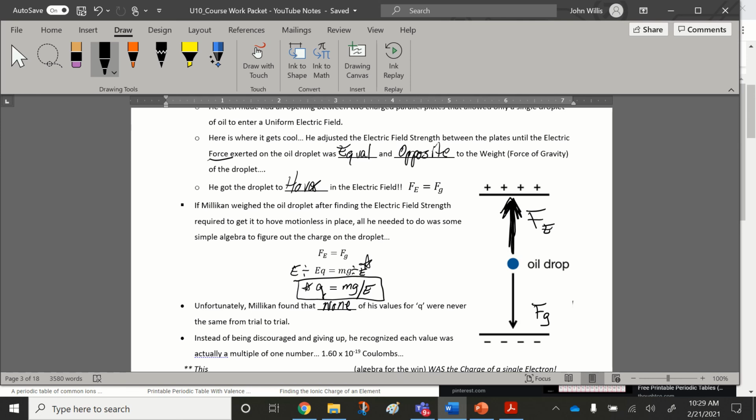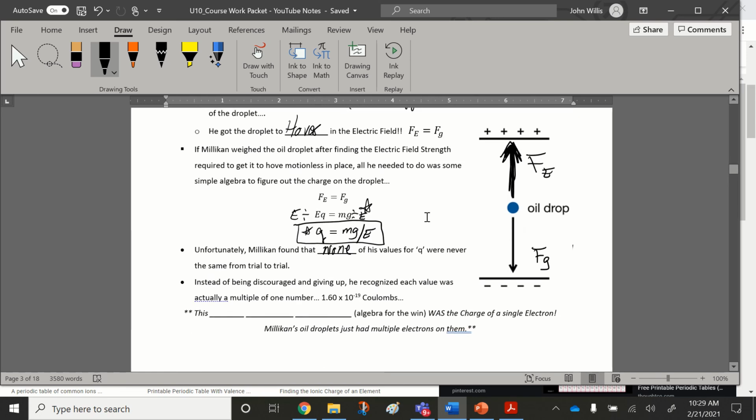Anyways, my point is, none of his trials lined up, but what he did eventually realize, he didn't have computers at this point, was that every single one of those numbers was a multiple of this. He literally went back to old school algebra, and he found the least common multiple of all of the values that he had gathered, right? Basic algebra for the win. He found the least common multiple, and that least common multiple right here is the charge of a single electron.